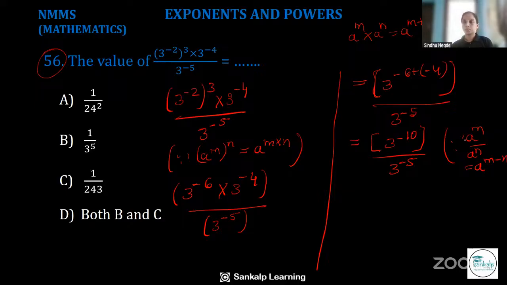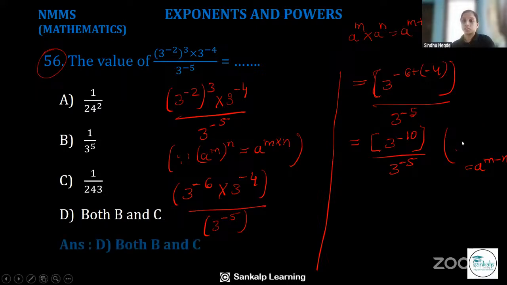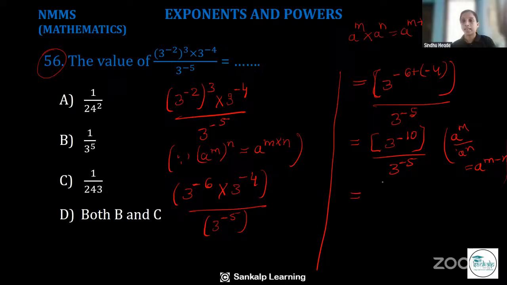Apply the rules stepwise. A raised to M by A raised to N is equal to A raised to M minus N. Apply this formula, we get 3 and 3, numerator and denominator having the same base. So 3 raised to minus 10, this minus 5 goes to numerator and it becomes plus.